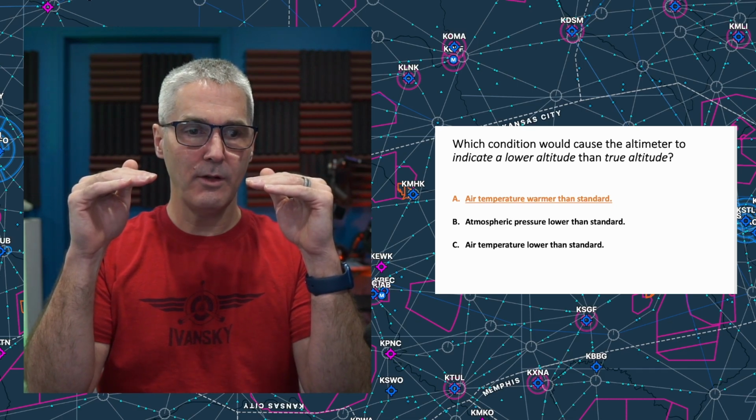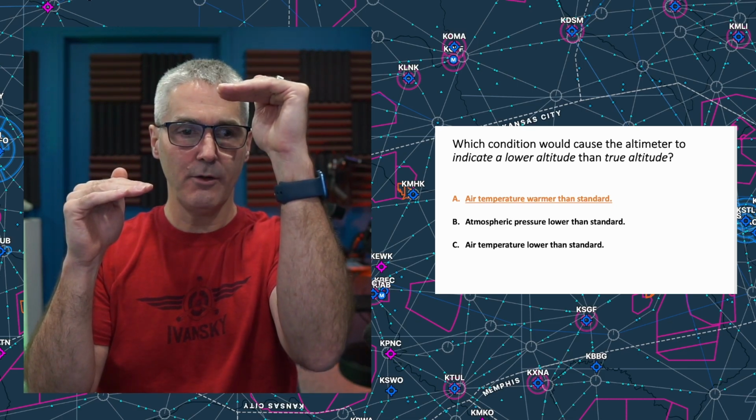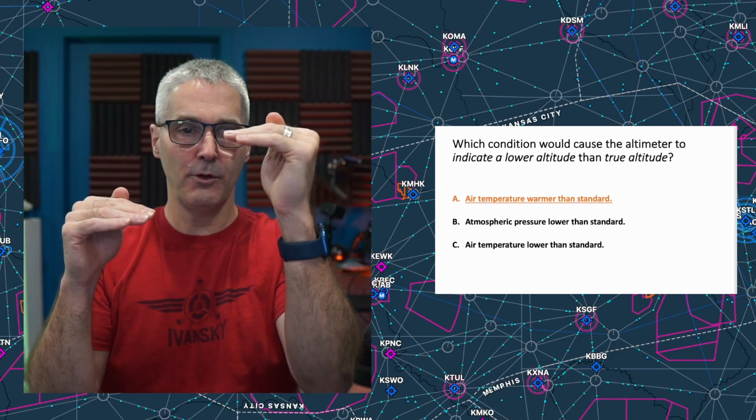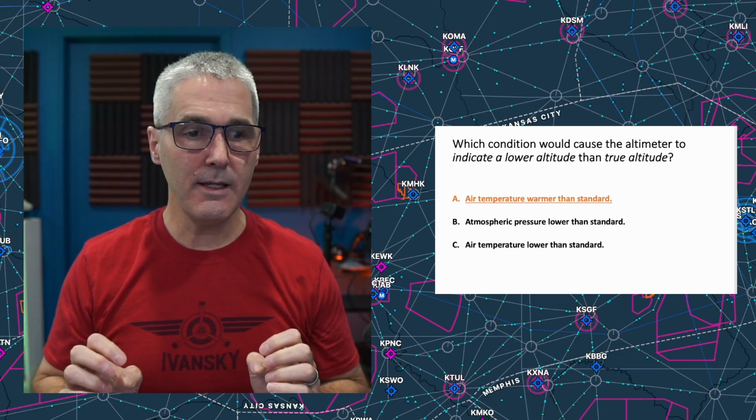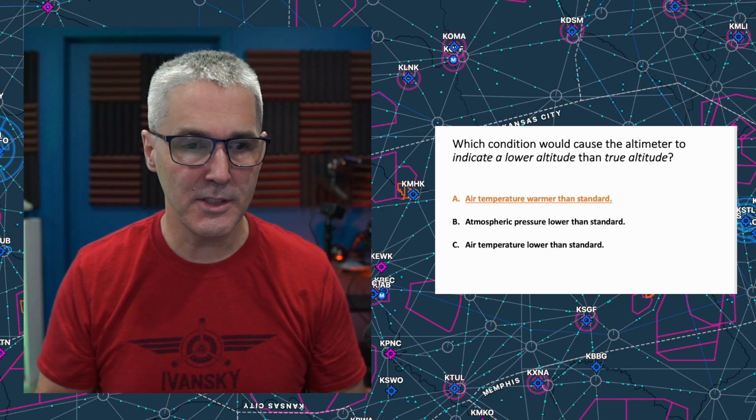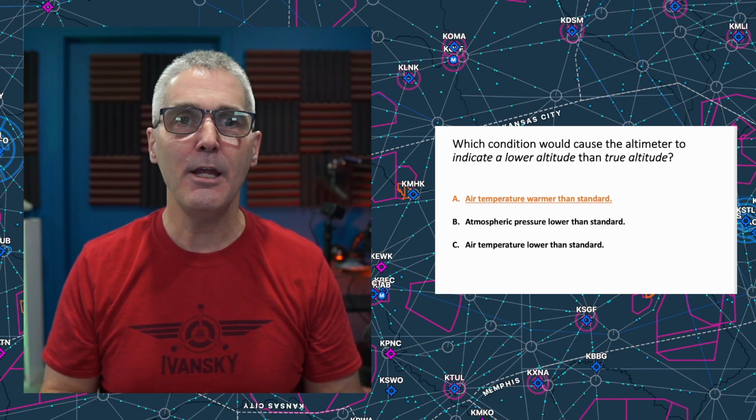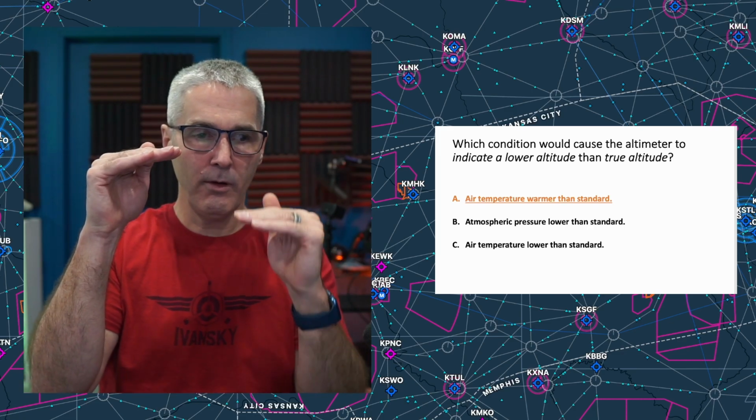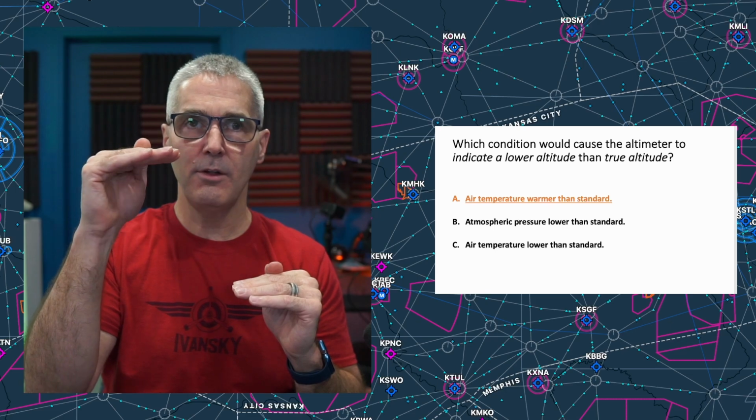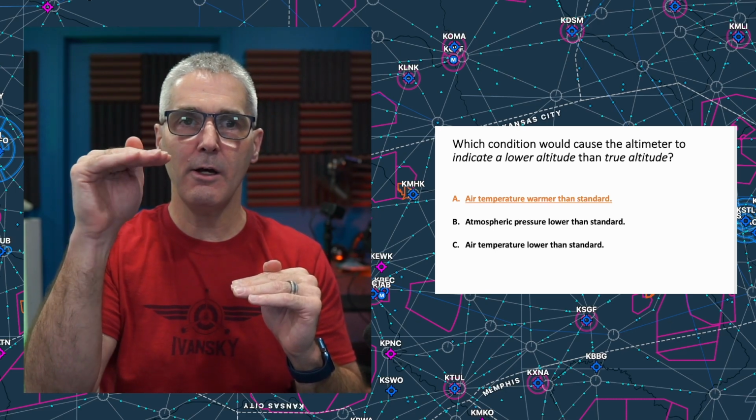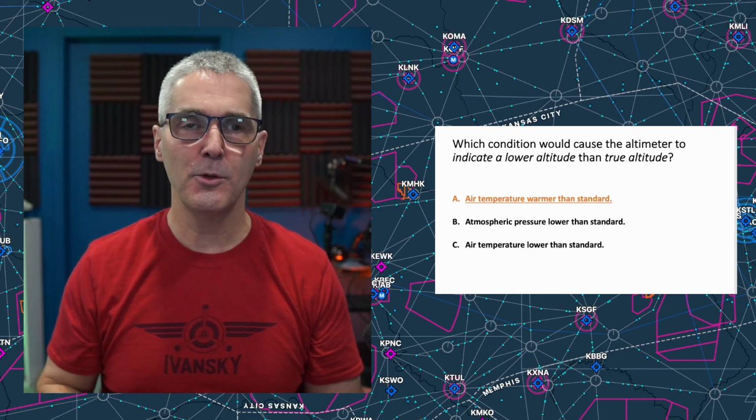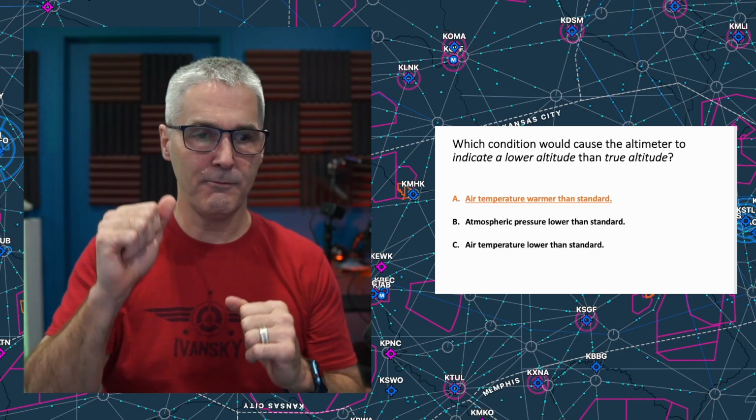A is correct. Air temperature warmer than standard causes indicated altitude to be lower than true altitude. From a strictly test-taking strategy standpoint, B and C are almost the same response. Atmospheric pressure lower, air temperature lower, both end up with indicated altitude higher than true altitude. So you could almost eliminate those two responses from that information alone.